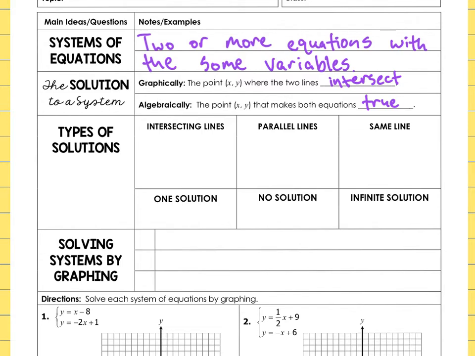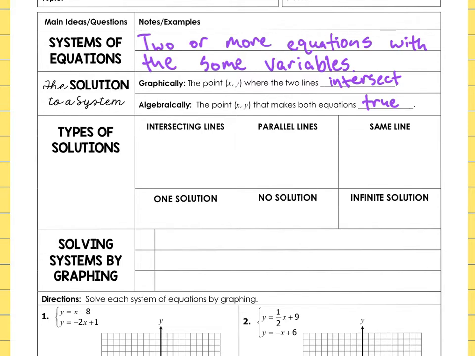Now let's look at this, because types of solutions, graphically speaking, are different from what we'll see algebraically, because graphing is the visual math. It really is. It's how we model and draw lines and see the behavior of these linear equations. So let's see what we've got.